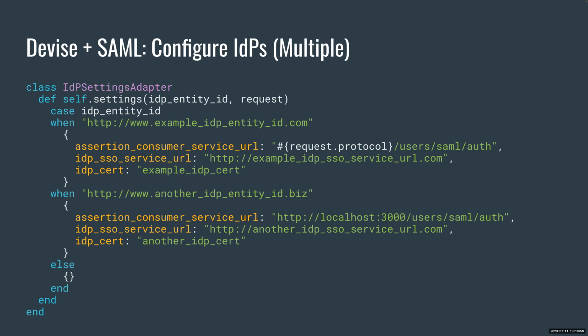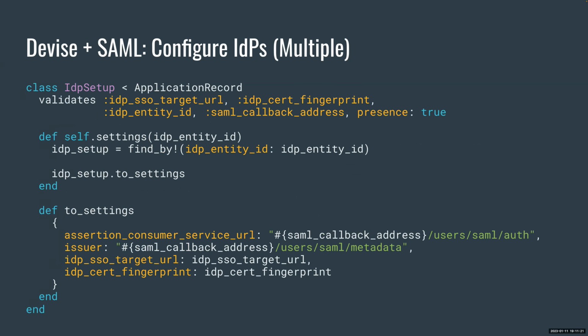So this is one implementation of the adapter. This is from their documentation, where you just have a case statement. And again, this is that issuer bit. It passes it in automatically, and you can do a case statement lookup and then just define per IDP how you want it to be set up. It also passes in the request. So there's another way to do it. We could do request.subdomain and do a lookup, which I don't do, but that's okay.